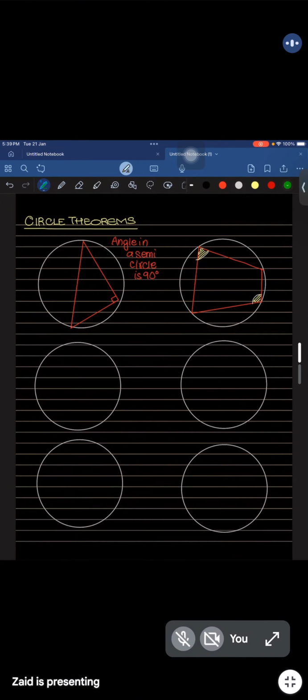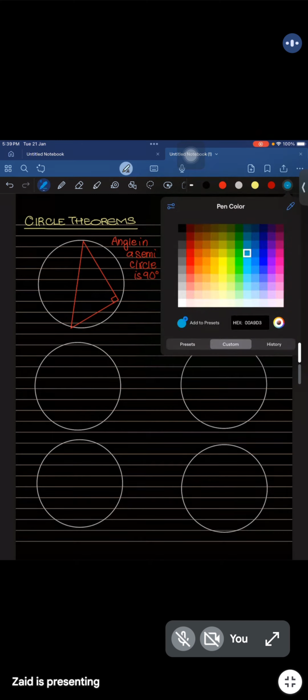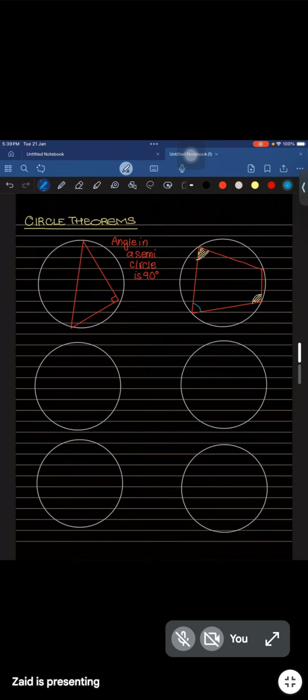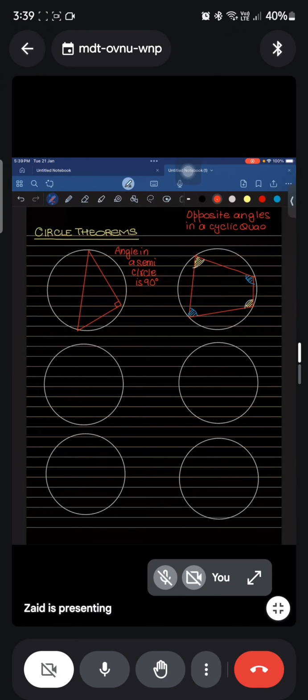They will sum up to 180. Similarly, these two angles can sum up to 180 as well. So theorem number two is opposite angles in a cyclic quadrilateral sum up to 180.